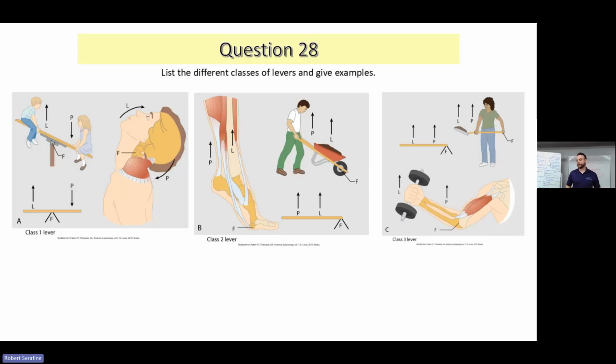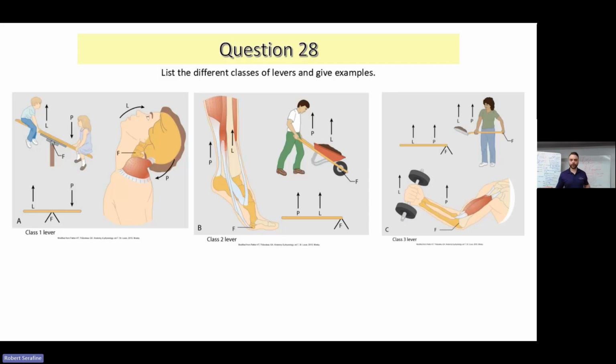So class 1 lever, probably the easiest, right, the seesaw. Class 2 levers resemble a person carrying a wheelbarrow, and as you can see in this image here, is exemplified by your calf muscles. So in this case, now we're moving the fulcrum to one end of the spectrum, and in the center is the load, while the force to move that load is at the very end. So very similar to the wheelbarrow.